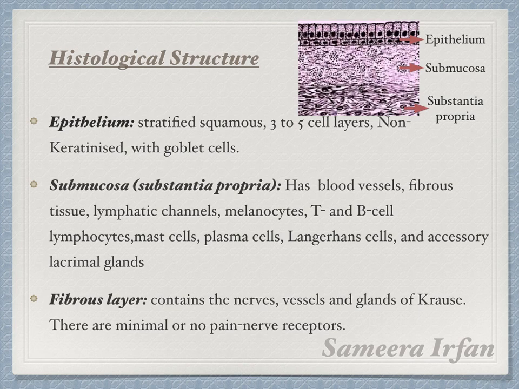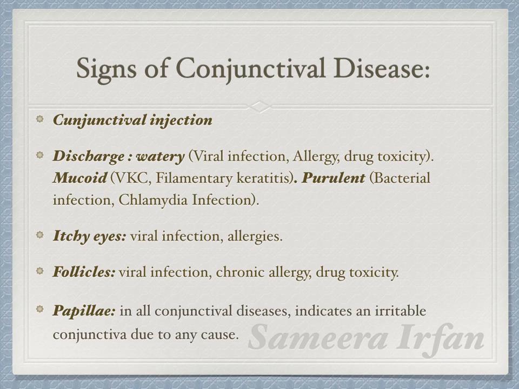membrane pemphigoid. The symptoms of conjunctival disease are mainly redness of the eye, which we'll discuss in a minute, discharge, which depends upon the type of the disease. That is, the discharge is watery in viral infection, allergy, or drug toxicity. It becomes mucoid with more mucus secretion, as in VKC or filamentary keratitis, and becomes purulent in response to bacterial infection or chlamydial infection.